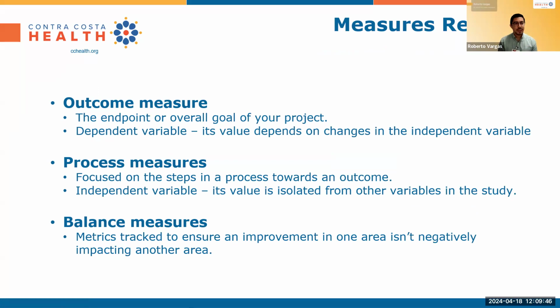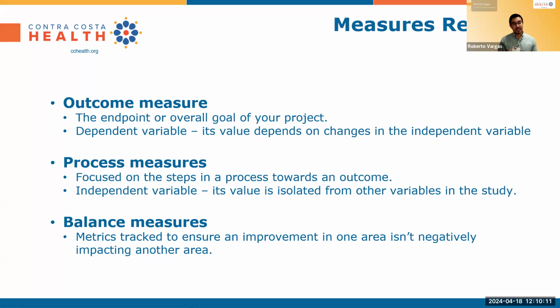And we had talked about 3 different kinds of measures. There was the outcome measure, process measure, and balancing measure. Okay. And just again, refresher. So the outcome is like your endpoint, your overall goal of your project. There's some verbiage there that might get a little detailed, but it's a dependent variable. And I'll get to that soon, a little bit more about it.